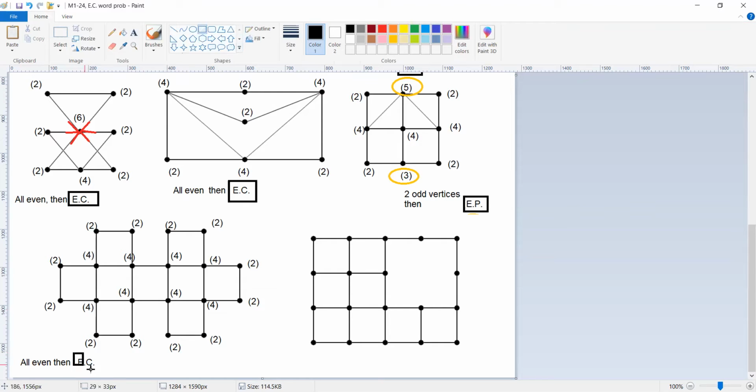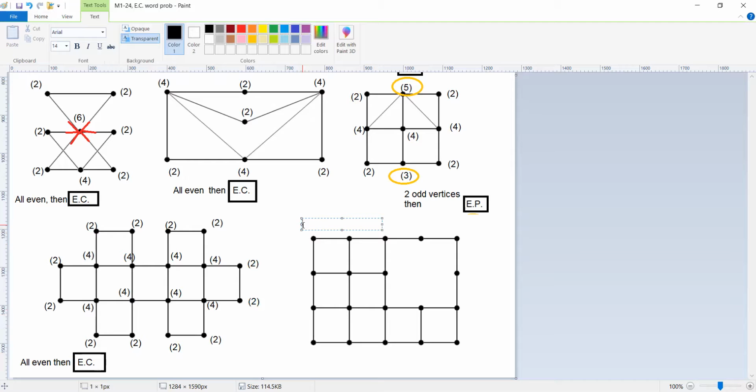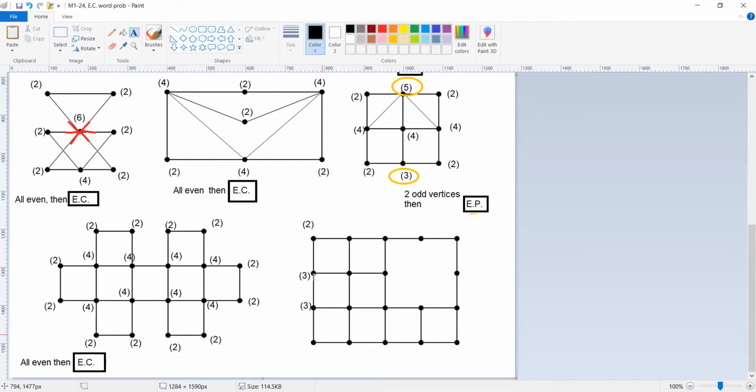Last one for this worksheet, we're checking degrees of vertices. Let's go with degree 2. This one's degree 3. And I'm going to go here. Here's a degree 3. So if I find one more degree 3, I'm going to stop.